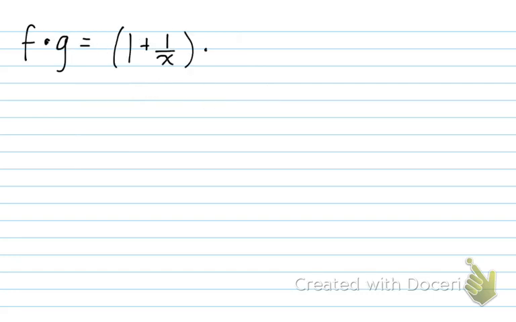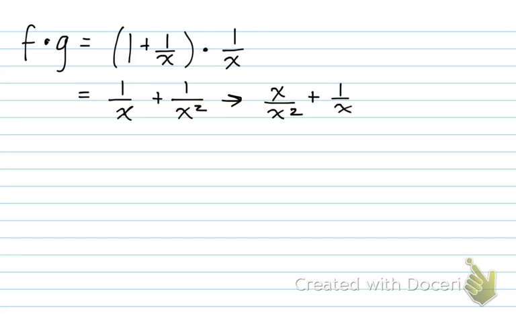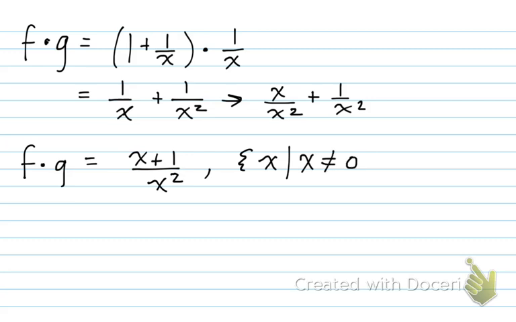Now we're going to find the product of the two functions, f times g. Again, this is not a composite notation, this is just multiplication. When we do the distributive property there, we end up with the variables in the denominator and still getting a common denominator. We work our way through that. So x squared is the common denominator, and x cannot equal 0.